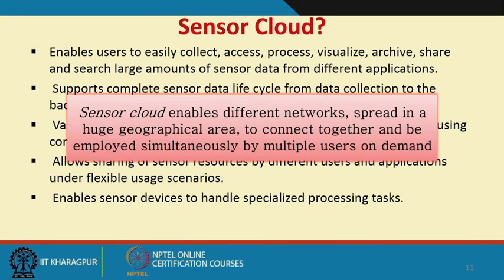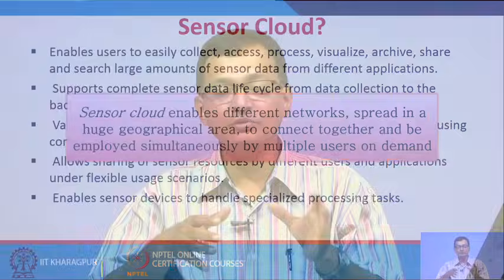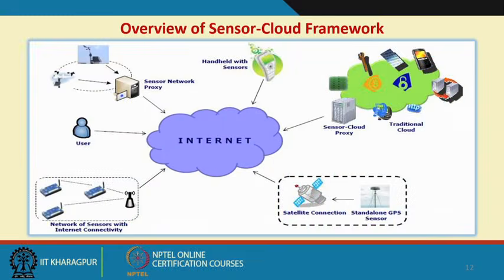So, sensor cloud enables different networks spread over a huge geographical area to connect together and be employed simultaneously by multiple users on demand, right. So, from the sensing technology, what we are trying to do in the sensor cloud is put the good properties, or goodies, of the cloud into the overall sensor network infrastructure. So, you can have an overall overview of things.